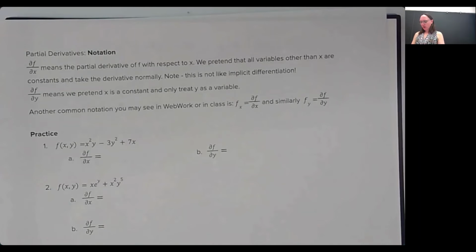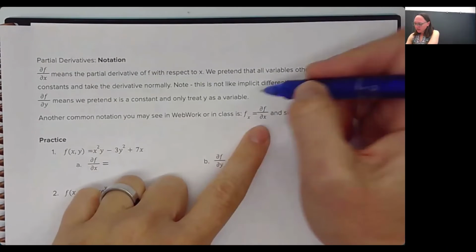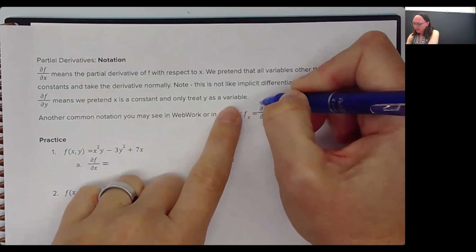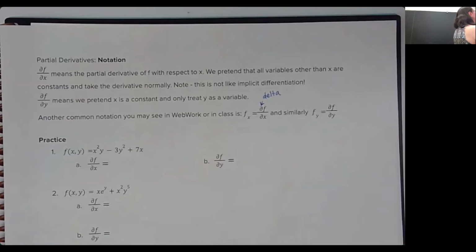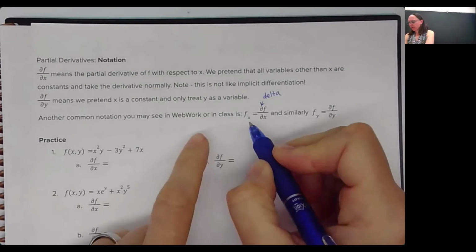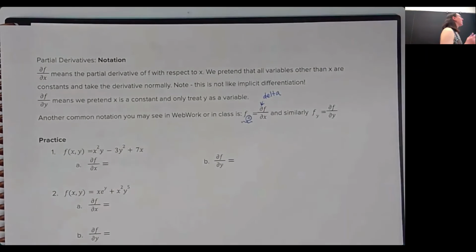Some notation that goes along with partial derivatives. Our book uses this fun, fancy lowercase delta. And when we see that fancy delta instead of a regular d, that means we're taking a partial derivative. The other very common notation for a partial derivative is to just give a subscript of the variable that we're taking the derivative with respect to.